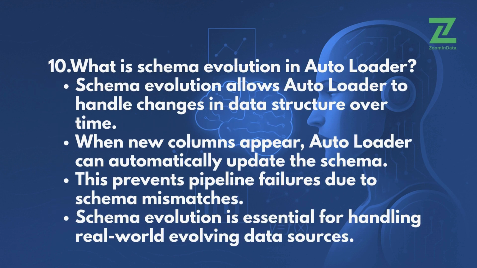What is schema evolution in Autoloader? Schema evolution allows Autoloader to handle changes in data structure over time. When new columns appear, Autoloader can automatically update the schema. This prevents pipeline failures due to schema mismatches. Schema evolution is essential for handling real-world evolving data sources.